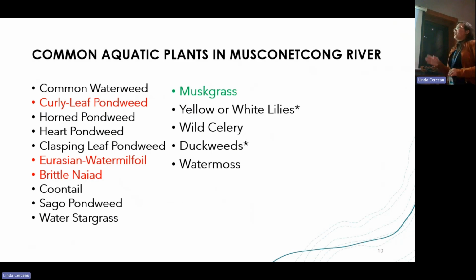So this is a list of the few, and I really had to narrow it down. It was very difficult because I could go on and on talking about aquatic plants all day, but we're limited on time here. Any of the ones highlighted in red are considered invasive. Anything highlighted in green is considered a macroalgae. Anything that has asterisks next to it, potentially you could find within the river if there are some ponded areas off to the side or some very slow moving sections of the river.